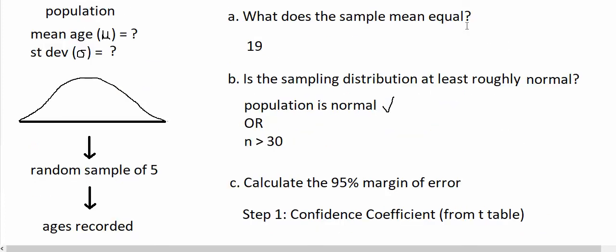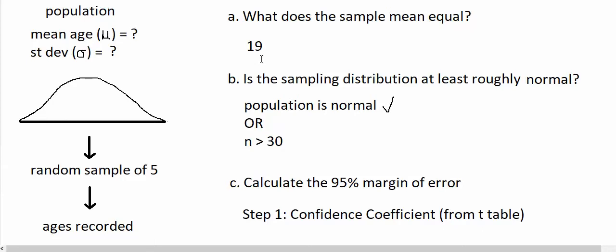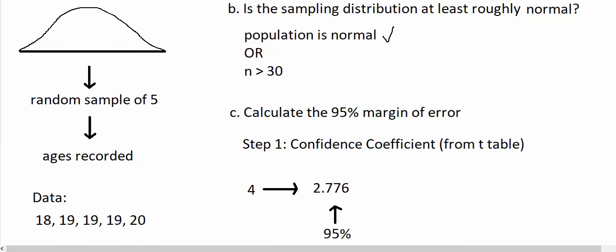Just like before, part A says, what's the sample mean? To get the sample mean, we add the 5 ages right here and divide the total by 5. It comes out to 19. Part B is asking, is the sampling distribution at least roughly normal? Which basically means, can we calculate a margin of error? The population is normal. We can see that right here. So we've met our requirement. We have to check off one or the other. Next, we calculate a 95% margin of error.